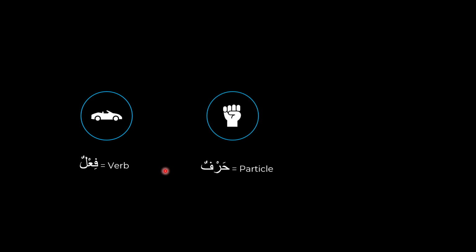The second type of word is a harf, which is known as a particle. And a particle is essentially a small word which supports another word that comes after it in meaning and context.